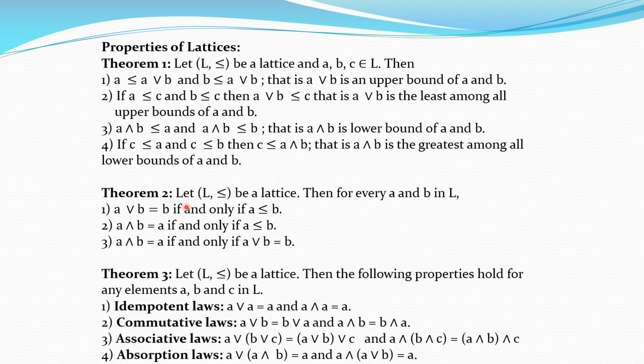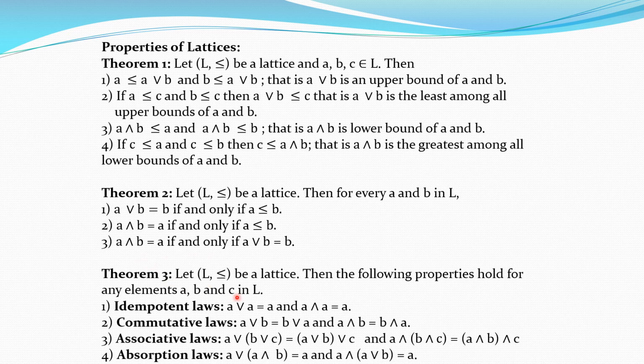Next theorem, let L be a lattice. Then for every A, B in L, A join B is B if and only if A precedes B. A meet B is equal to A if and only if A precedes B. It means for two elements A and B, if A precedes B, then A is the greatest lower bound. If A precedes B, then B is the least upper bound. Now A meet B is A if and only if A join B is equal to B.